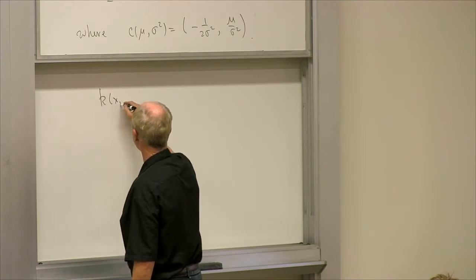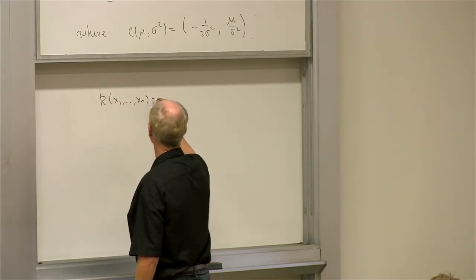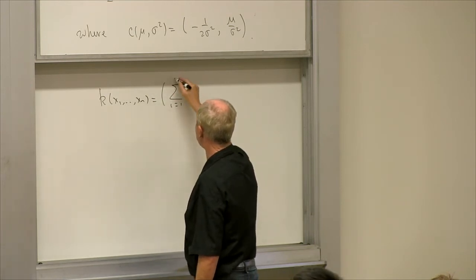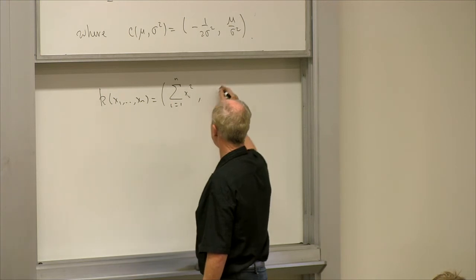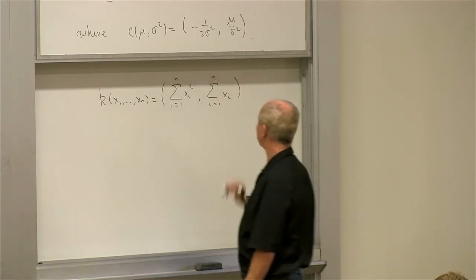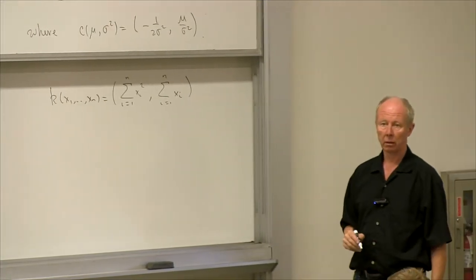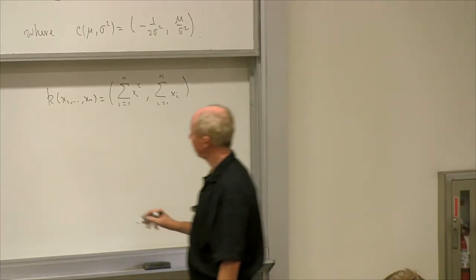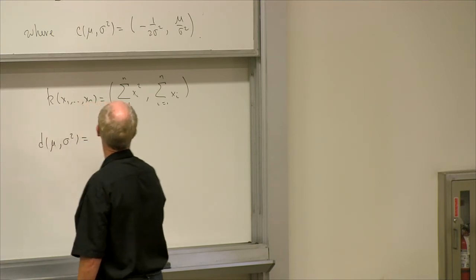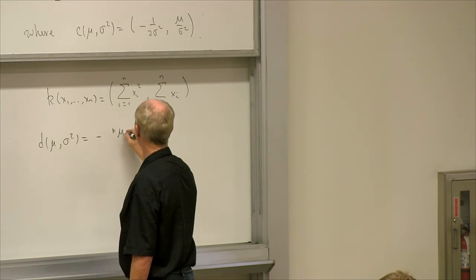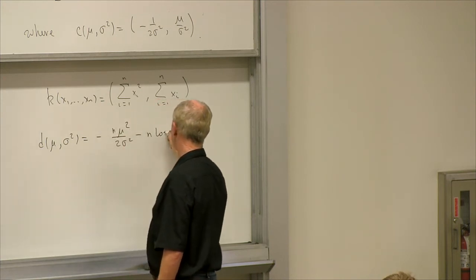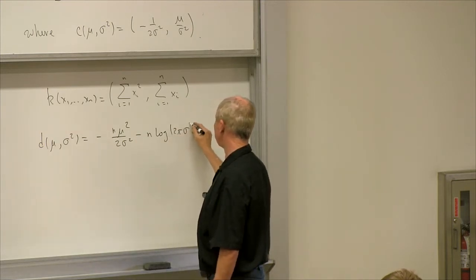K of the data is: the first component of this vector is the sum from i equals 1 to n of x sub i squared. The second one is the sum from i equals 1 to n of x sub i. And d of mu and sigma squared is minus n mu squared over 2 sigma squared minus n log 2 pi sigma squared.